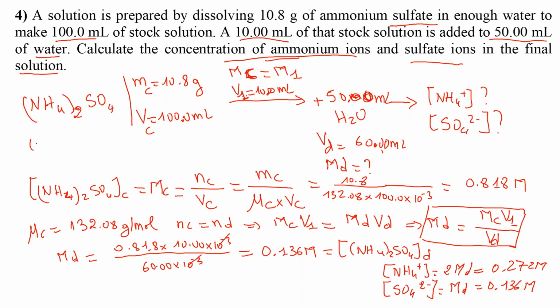How do I know that? Because if you have ammonium sulfate and you dissolve it in water, you will have 2 times ammonium plus and SO4 2 minus. So I have 2 times more ammonium than sulfate. If the concentration of this one is 2 times MD, then this one will be the same concentration. So that's it for problem number 4. Let's move to problem number 5.